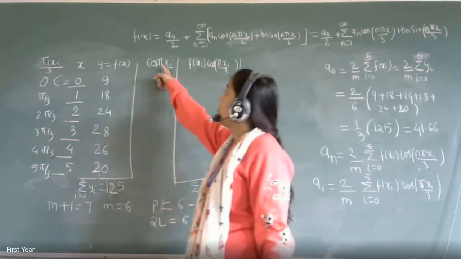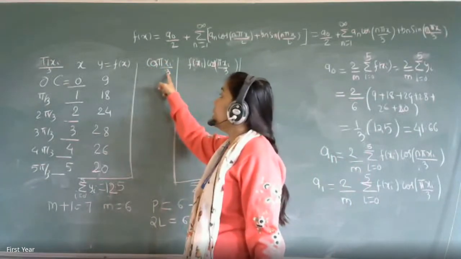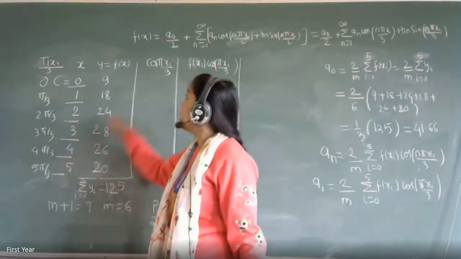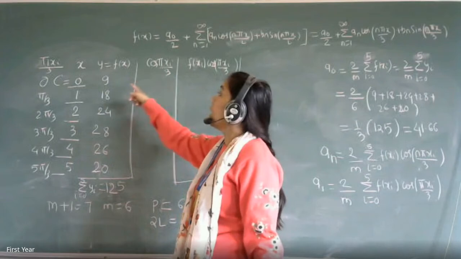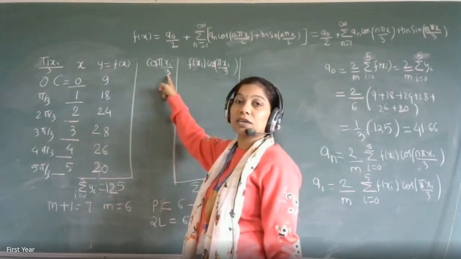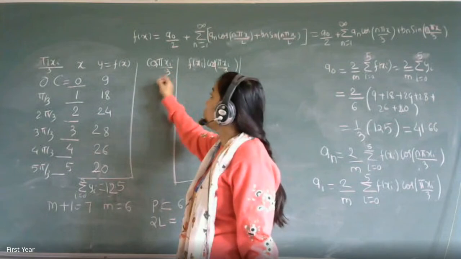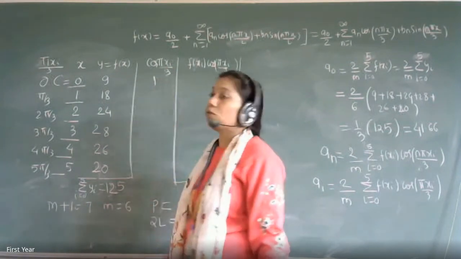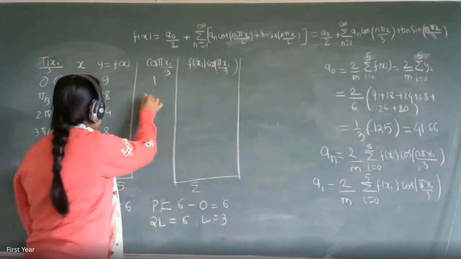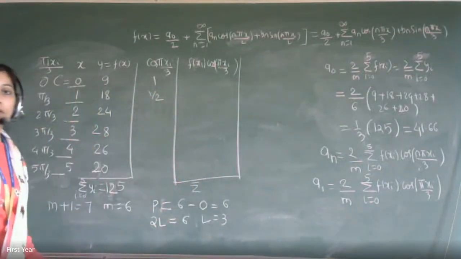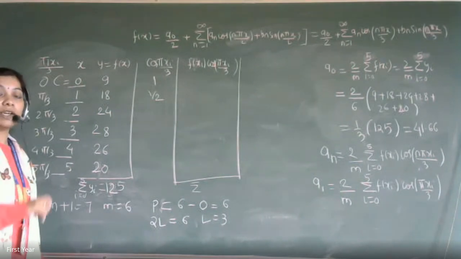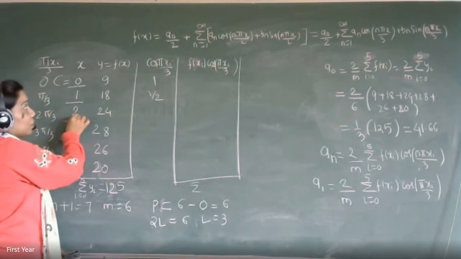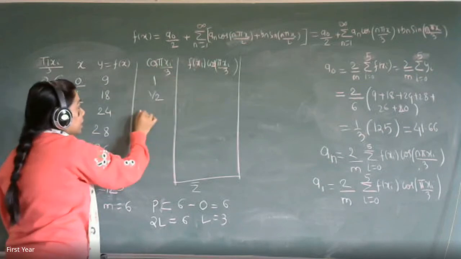So what is cos of pi x by 3? Cos and 3 are fixed. But what is x? 0, 1, 2, 3, 4, and 5. Those values of x are put, and I'll get the value of cos. Is it okay? So when I put x is equal to 0, cos 0 is 1. When I put x is equal to 1, it is cos pi by 3. What's the value of cos pi by 3? It is half. Cos pi by 3 means cos 60, no? So that is half. Then put x is equal to 2. So it is cos 2 pi by 3. That is minus half.